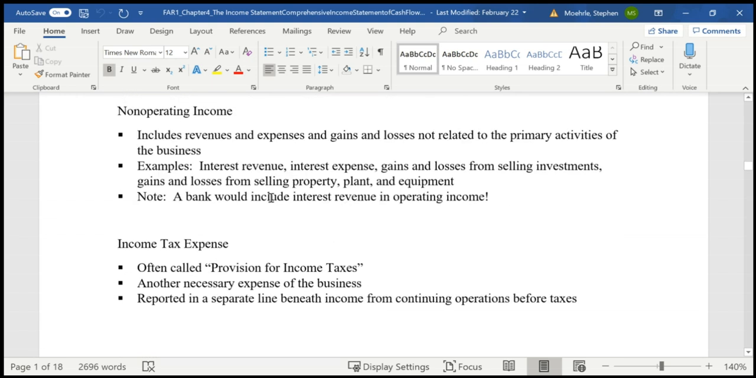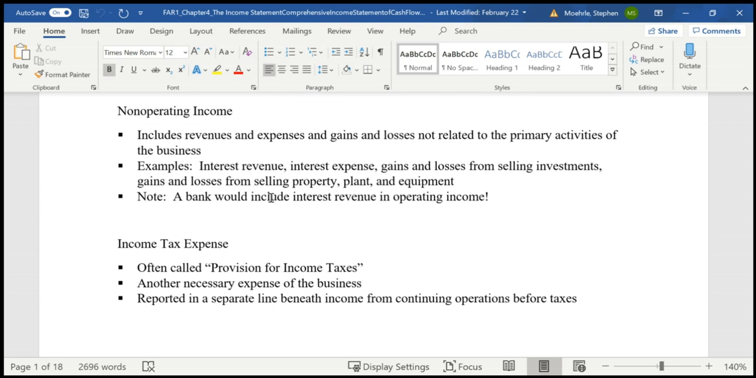Non-operating income includes expenses and revenues and gains and losses not related to the primary activities of the business. Here are some classic examples of things that go into non-operating income: interest revenue, interest expense, gains and losses from selling investments, and gains and losses from selling property, plant, and equipment.